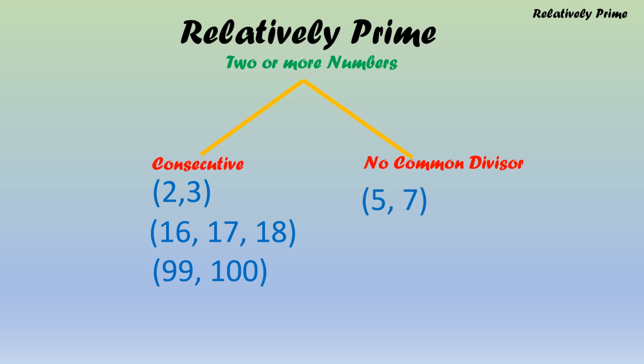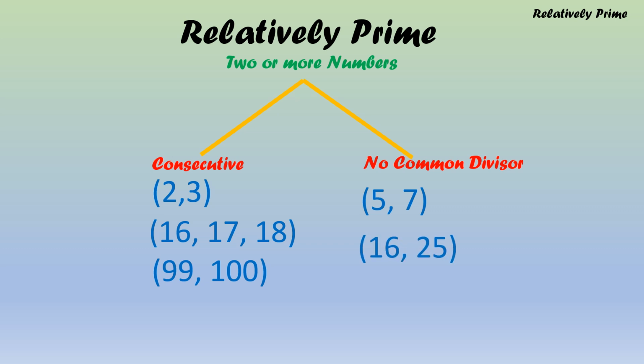5 and 7 are numbers having no common divisors, so they are relatively prime. The prime factorization of 5 is 1 times 5, and the prime factorization of 7 is 1 times 7. So the only common divisor is 1, which is a divisor of all whole numbers.